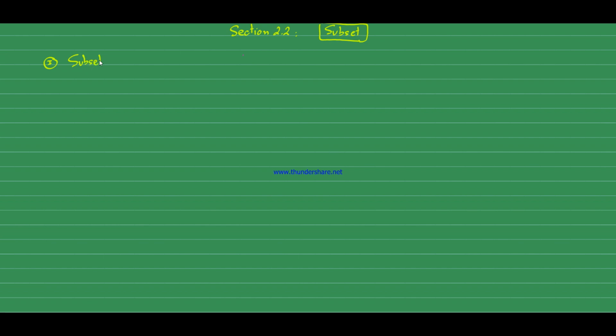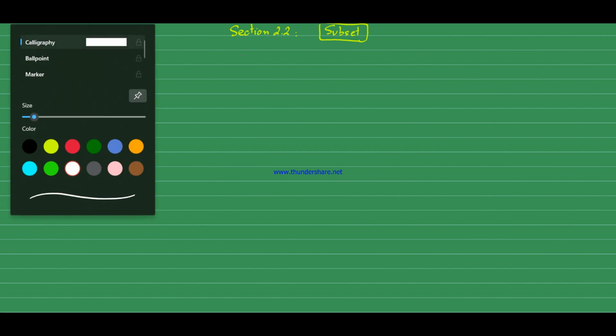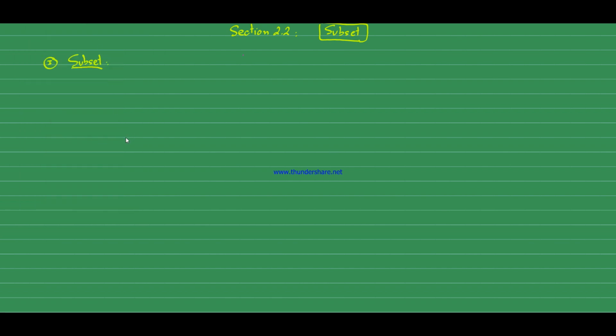Subset. What is a subset? Given a set A, this is the definition of the subset. If set A is a collection that contains some items belonging to set B, then I can write that A is a subset of the set B. I can write A with this symbol right over here.